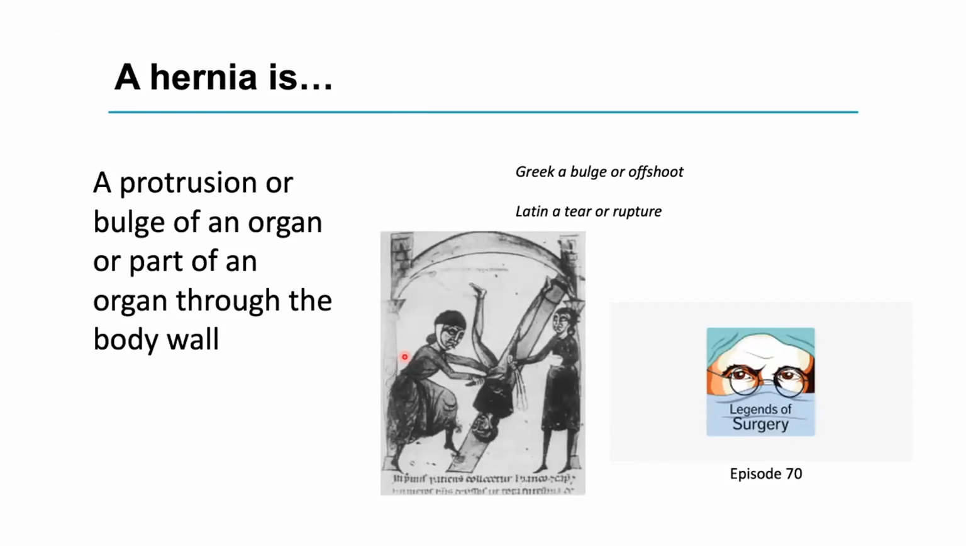So what is a hernia? Well, we all need a definition of a hernia, I suppose, and here's one. I'm sure you'll find others in your textbooks and literature. A protrusion or bulge of an organ or part of an organ through the body wall. Interestingly, the word hernia has both a Greek and Latin origin, and the translations for both would be appropriate and would apply to exactly what a hernia is.